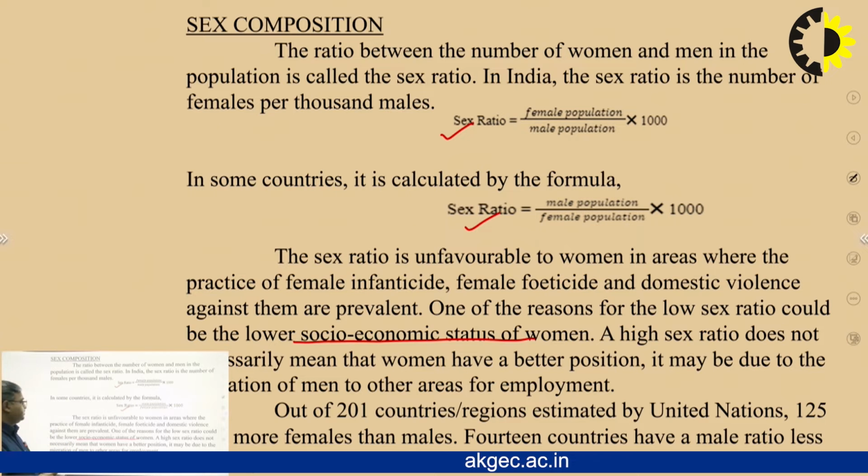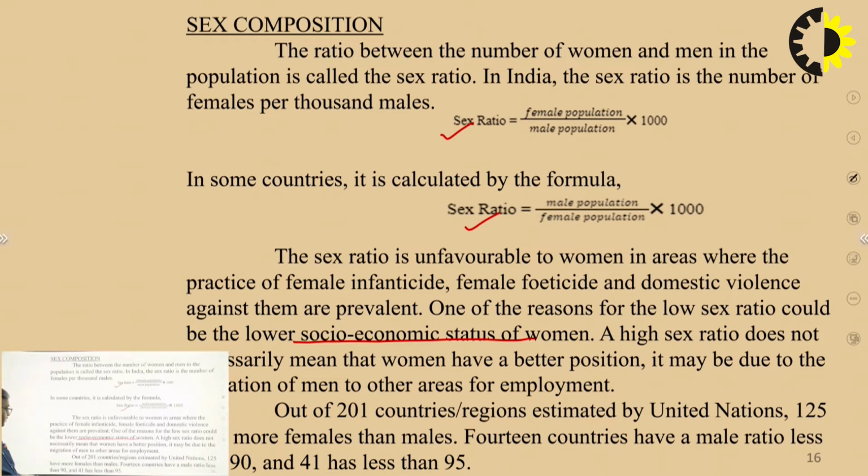A high sex ratio does not necessarily mean that women have a better position. It may be due to the migration of men to other areas of employment. Out of 201 countries or regions estimated by the United Nations, 125 have more females than males. 14 countries have a sex ratio less than 90 and 41 have less than 95.